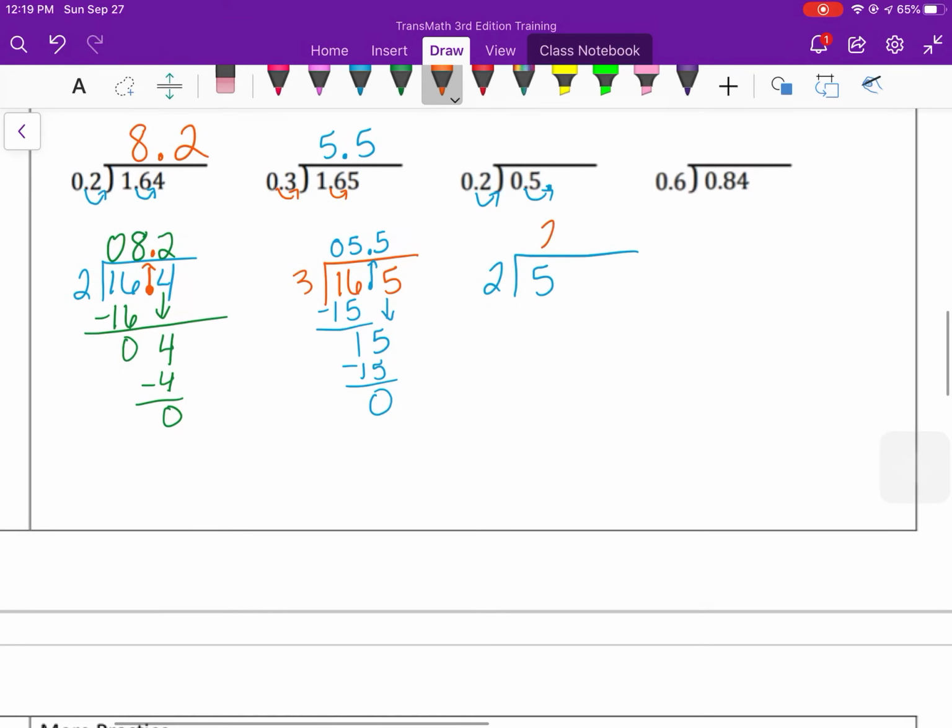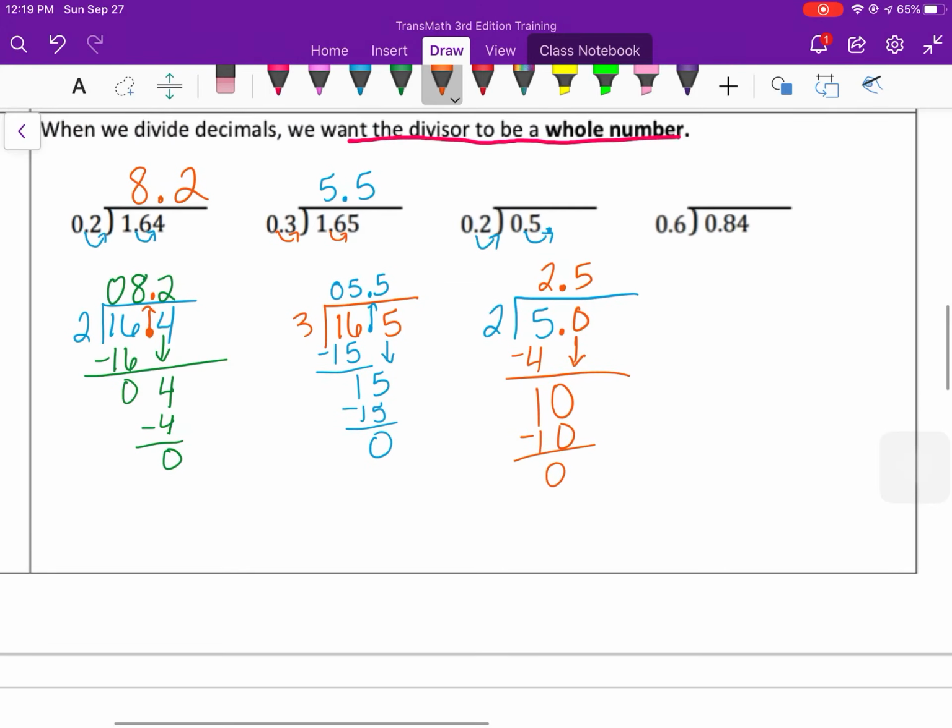How many times does 2 fit into 5? 2 fits into 5 twice. 2 times 2 is 4. Subtract. We get a 1. Since we need to bring down a 0 here, we're going to have to add the decimal point in and add a 0, which means the decimal point up here as well. Bring down the 0. Now 2 fits into 10 5 times, because 2 times 5 is 10. So now we're left with 0. So our answer here is 2.5.